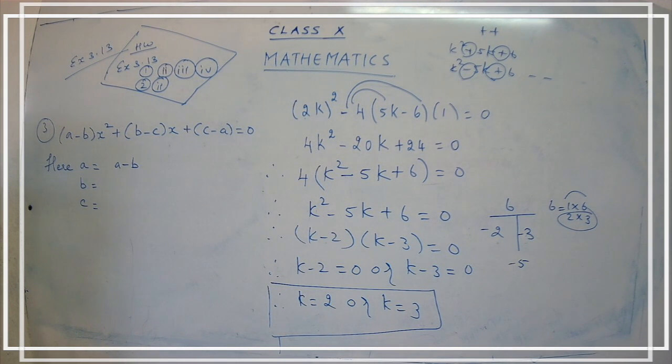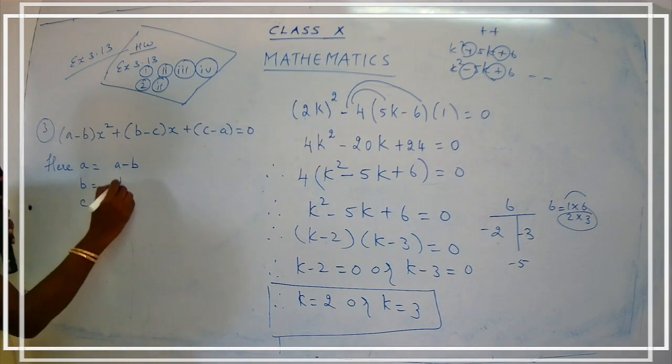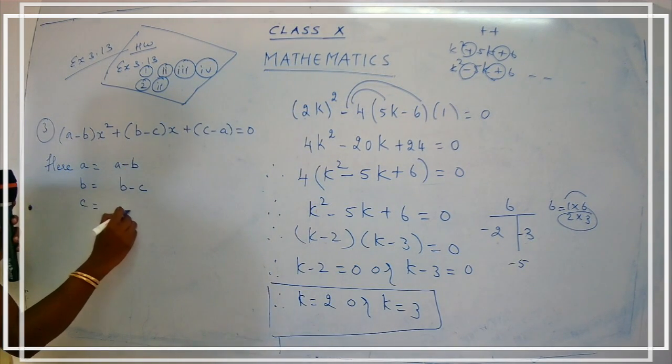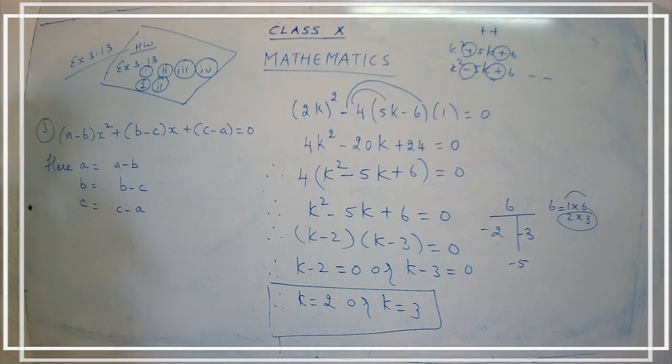Okay, next B. What is the coefficient of x, children? Yes. What is coming with x? B minus C. Good. So write down here B minus C. Next one. What is the constant term? The whole term. Yes. C minus A. So we have found A, we have found B, and we have found C.